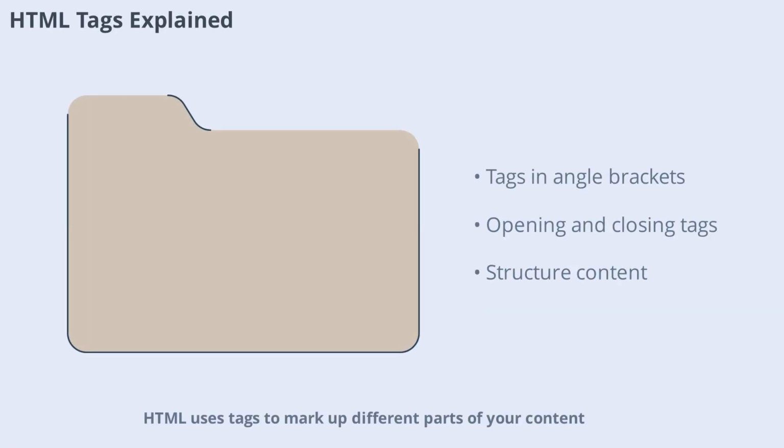HTML uses tags to mark up different parts of your content. Tags are enclosed in angle brackets like H1 for headings or P for paragraphs. Most tags come in pairs, an opening tag and a closing tag. These tags tell the browser how to display each section of your page. By learning the most common tags, you'll be able to create structured and meaningful web pages that are easy to read and navigate.